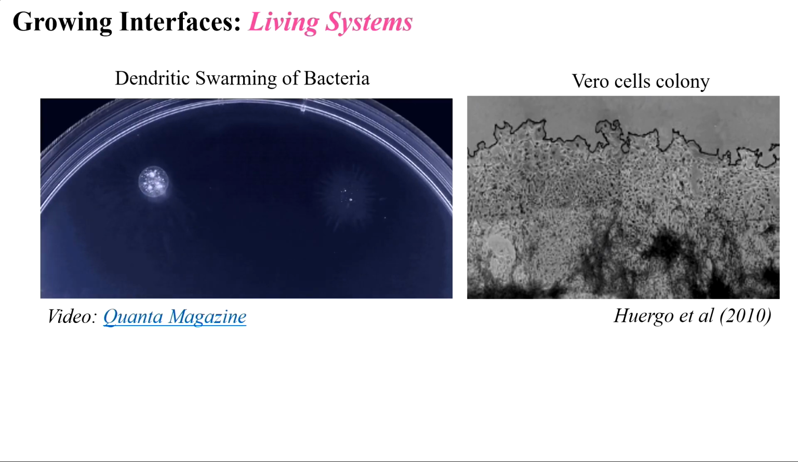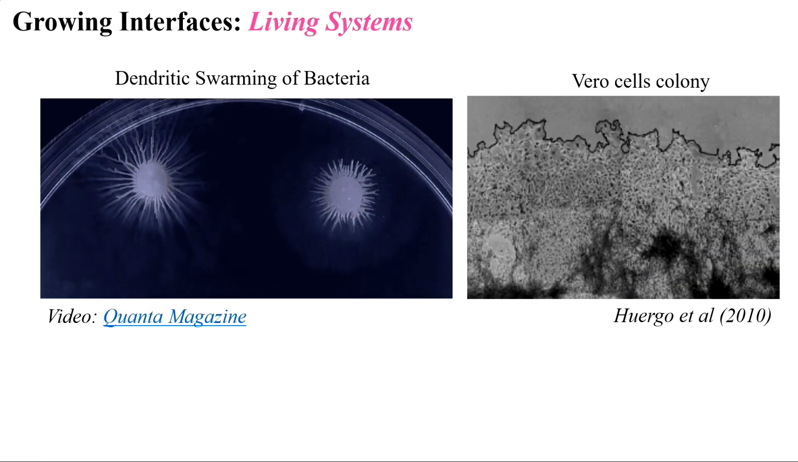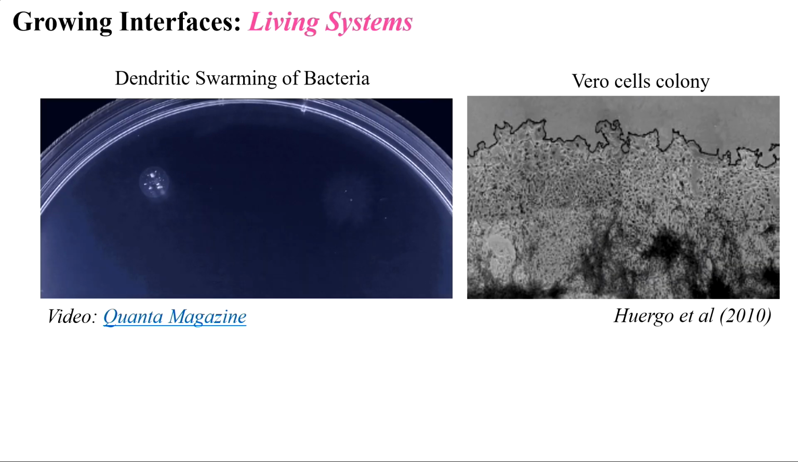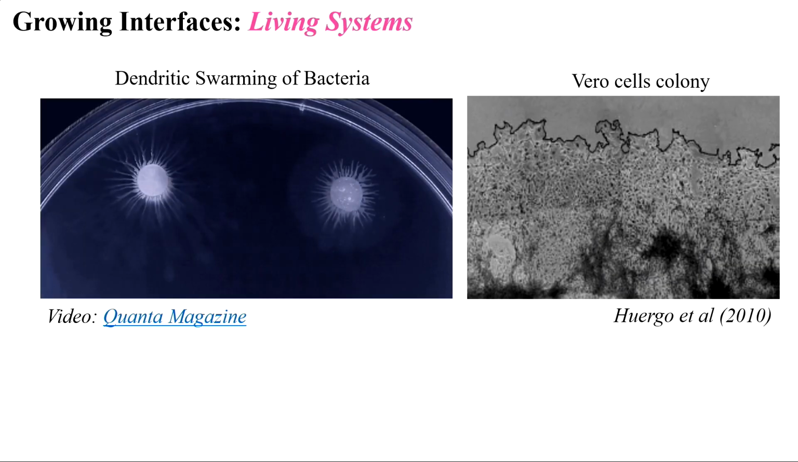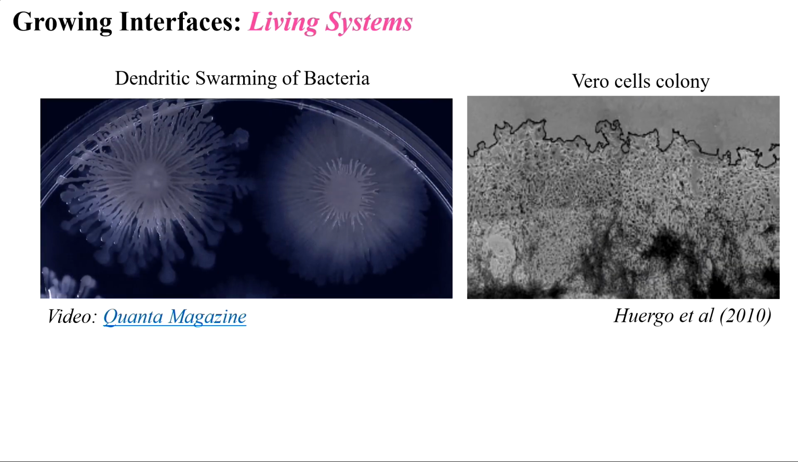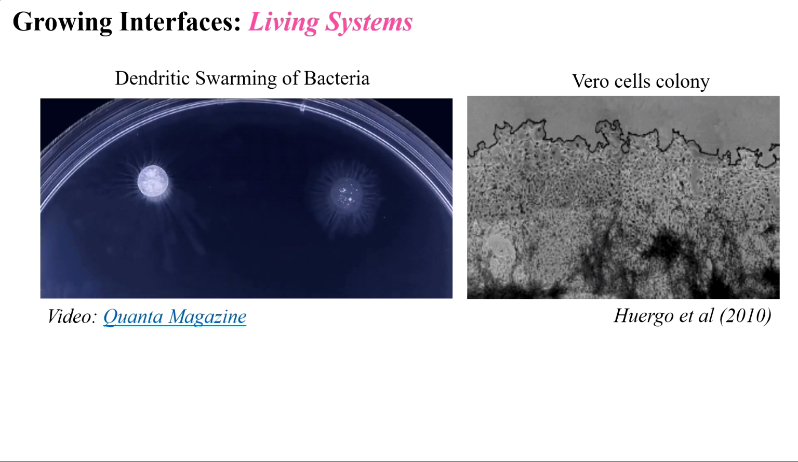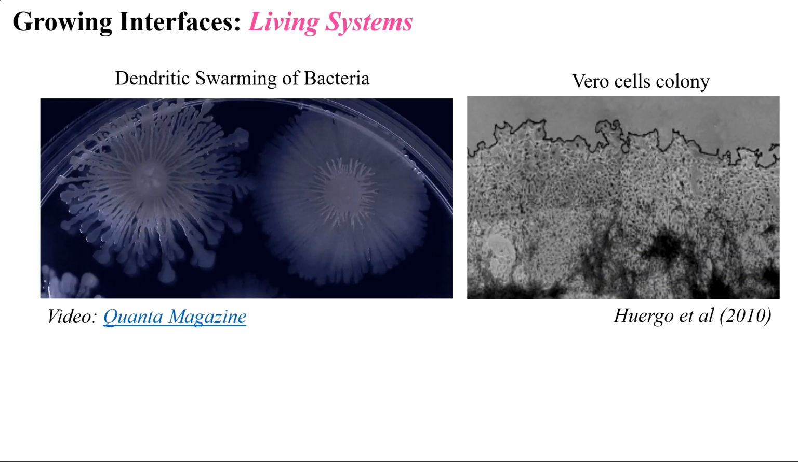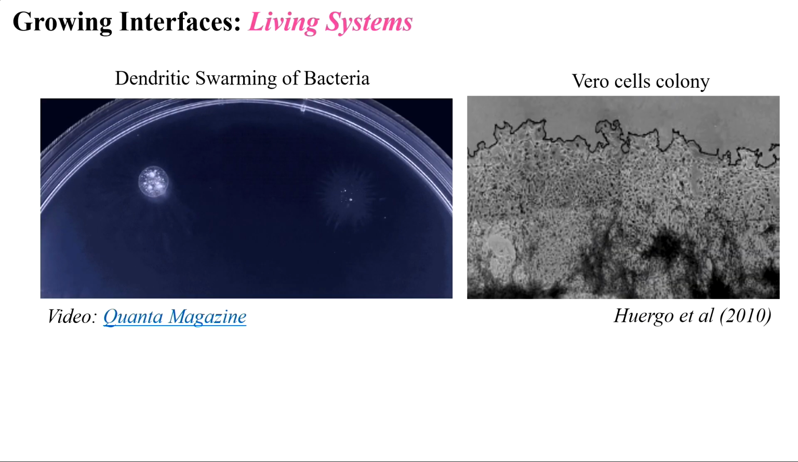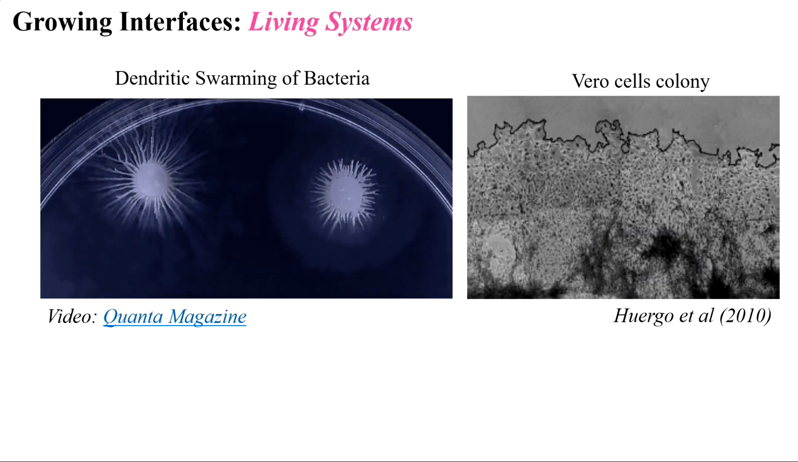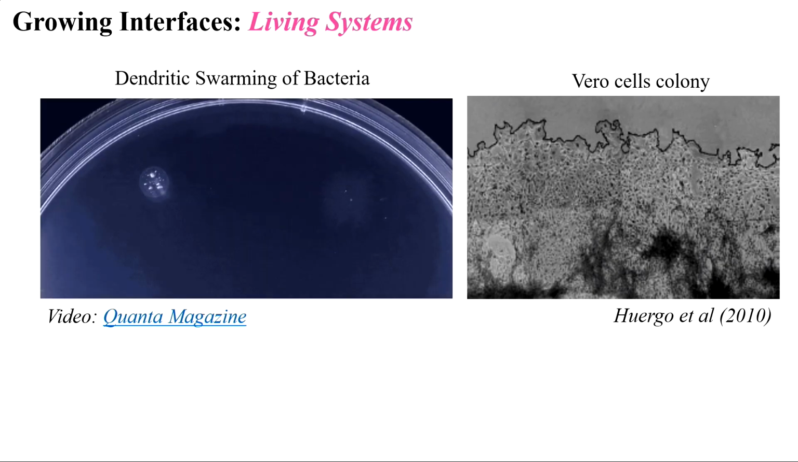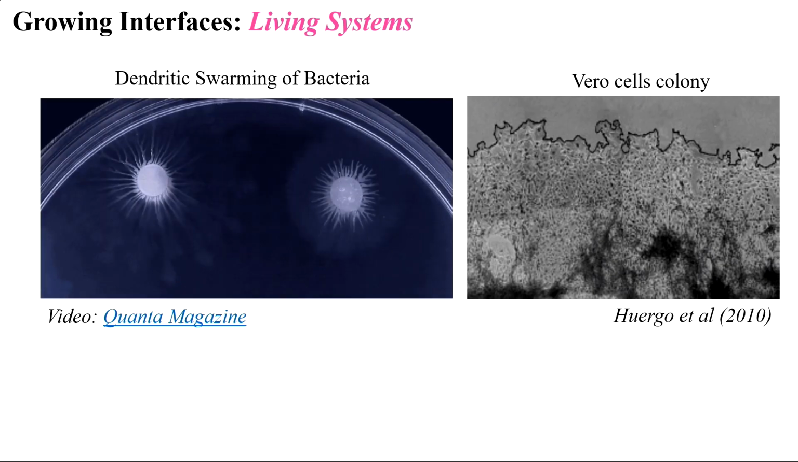In living systems, there are also a lot of very interesting aspects. On the left is a dendritic swarming colony of bacteria, an interface which is growing at a much larger scale. At the local scale, the bacteria are still swarming, and you see a lot of collective dynamics which drives such patterns. People have also shown this with monkey cells, shown on the left, where there are interfaces which are growing.